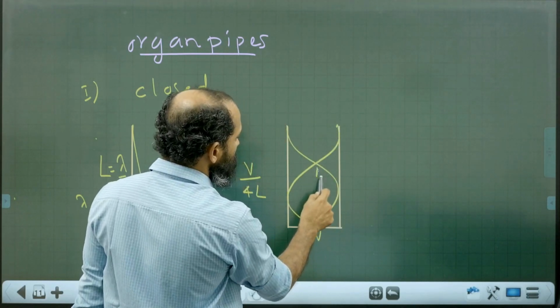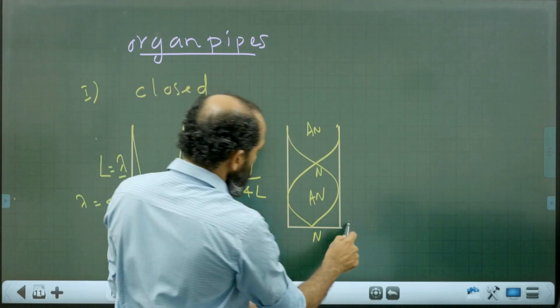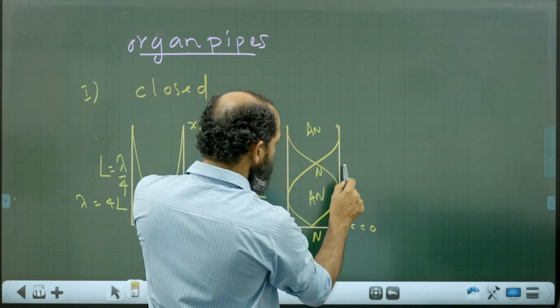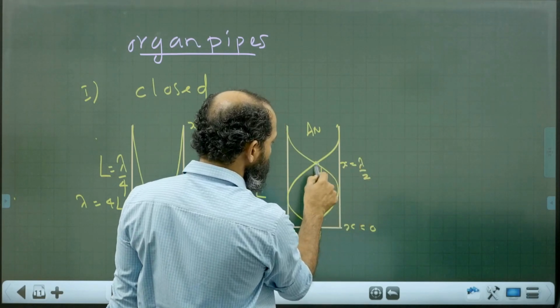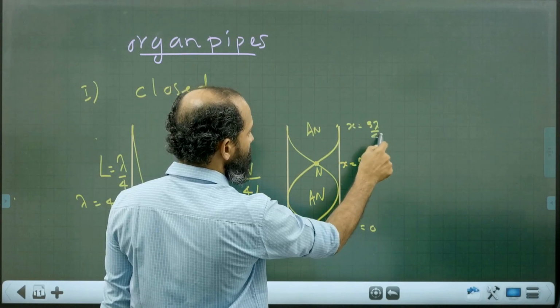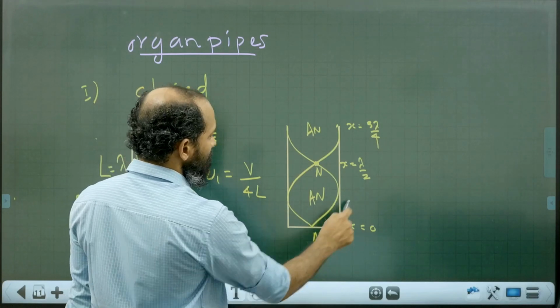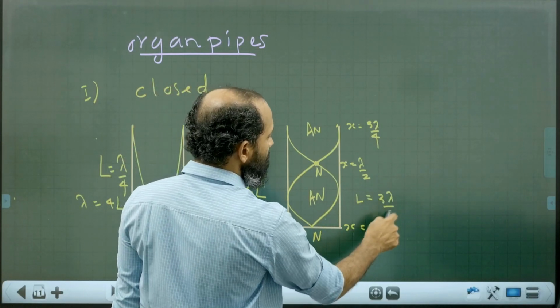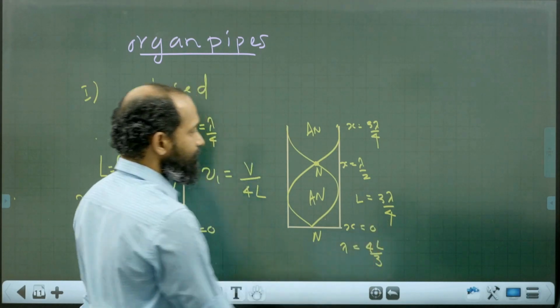And the vibrations are in two nodes and two antinodes. Then the distance here x is equal to 0, here x equal to lambda by 2, and here it is x is equal to 3 lambda by 4. So lambda by 2 plus lambda by 4, and that is L. That is, L is equal to 3 lambda by 4. So lambda equal to 4L by 3.